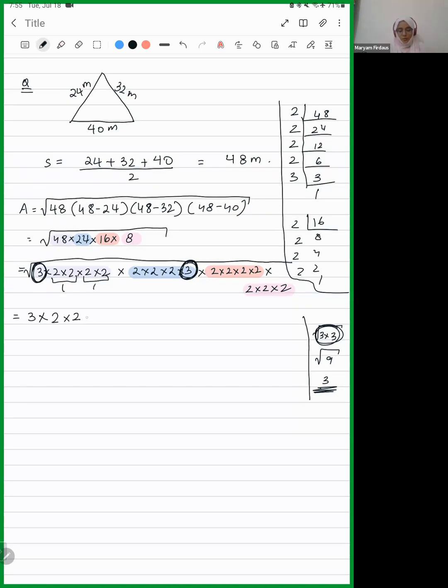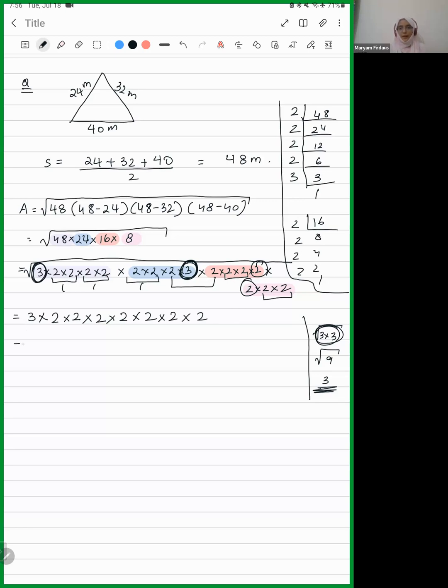Then this 2 and this 2 make a pair. And then this 2 and this 2 make a pair. And then these two 2's make a pair. Then this 2 and this 2 make a pair. And then these two 2's make a pair. And then we're not left with anything else inside the square root, so I'm not going to write anything over here. I'm just going to leave it like that.